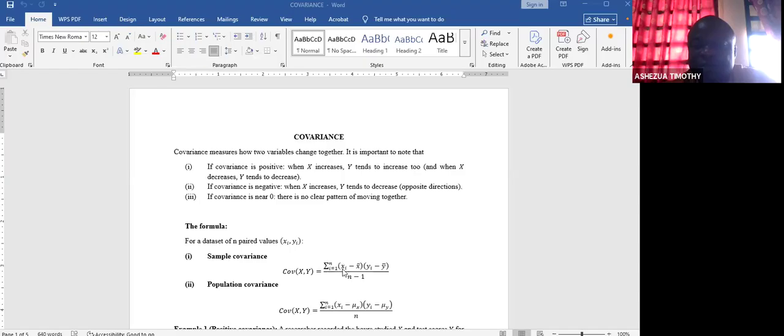Here in this formula, your xi, just like I was explaining, if for instance you have 5 set of data, it's your x1, your x2, your x3, your x4, your x5. Your x bar is the mean of x. Your y bar is the mean of y.